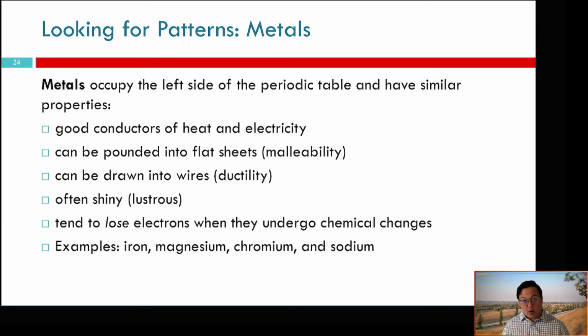We can draw metals into wires, right? That's one of the reasons, I suppose, that copper is used in most wires, or in good wires, they use copper. Metals are often shiny or lustrous. And metals tend to lose electrons when they undergo chemical changes. We'll talk more about what that means. Some examples of metals would be iron, magnesium, chromium, sodium, gold. You can think of them off the top of your head too, right? Aluminum is a very common metal.